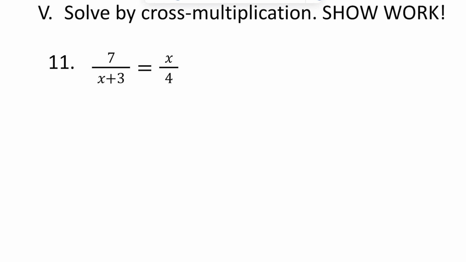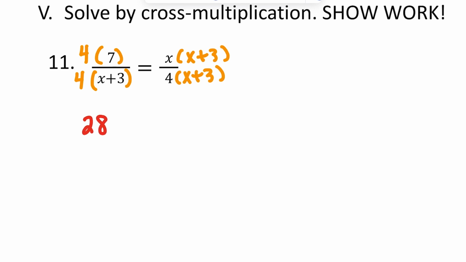It's totally fine. So if I wanted to get common denominators on the left side, we've got x plus 3, and the right side we've got 4. So if I multiply the left by 4, and if I multiply the right by x plus 3, then I'll have common denominators, 4 times x plus 3. And then I can just ignore the denominators and set the numerators equal. 4 times 7 is 28, equals x times x is x squared, and x times 3 is plus 3x.